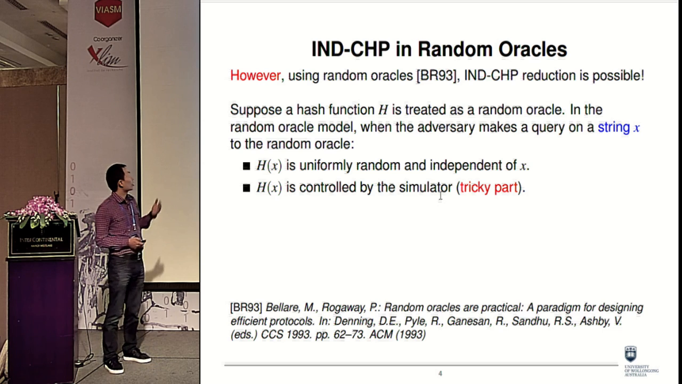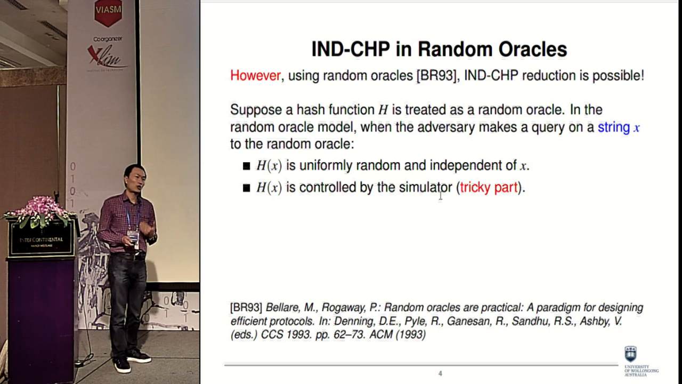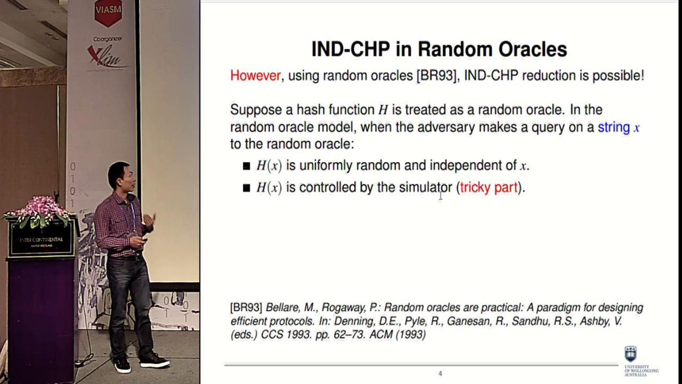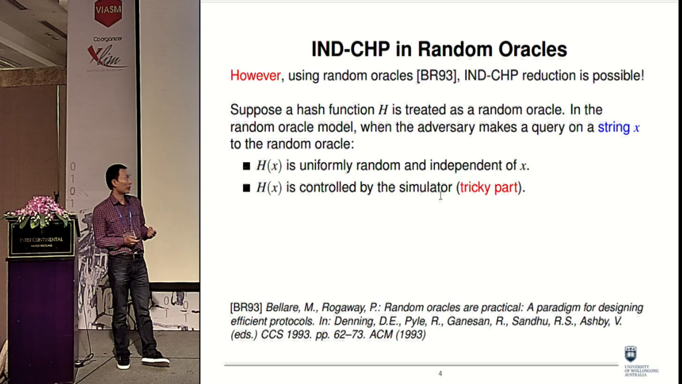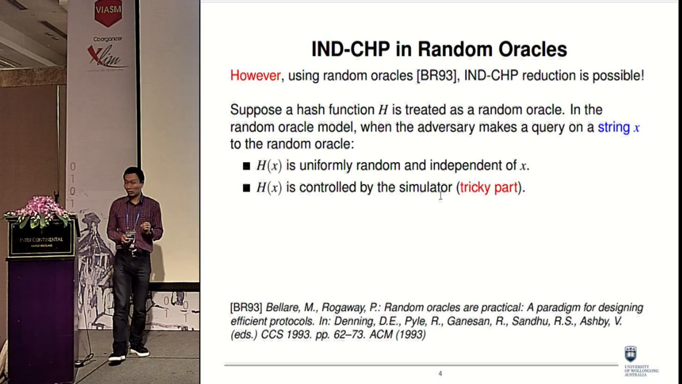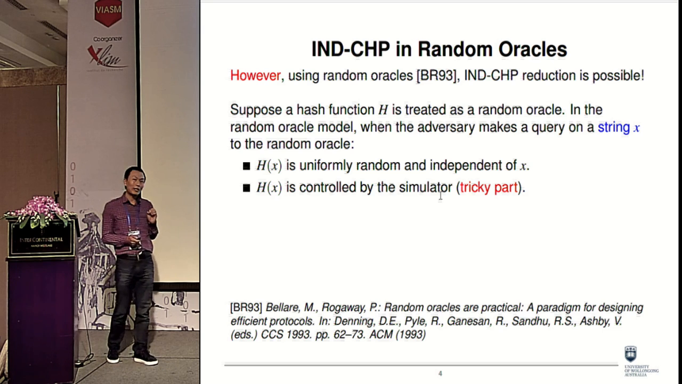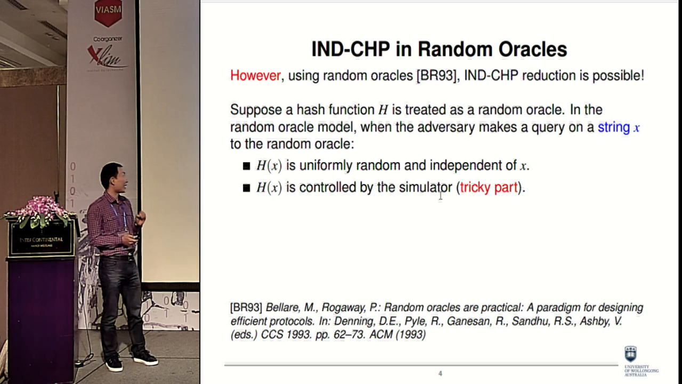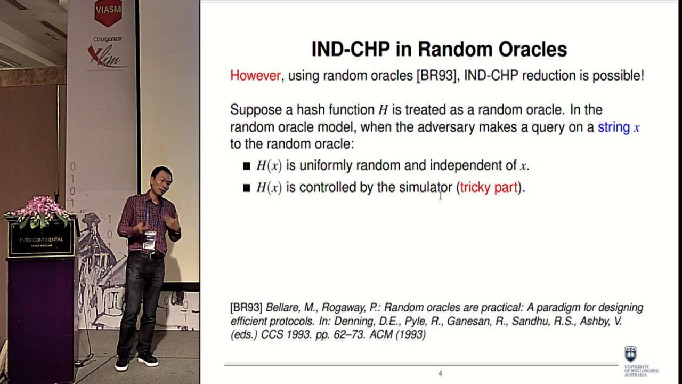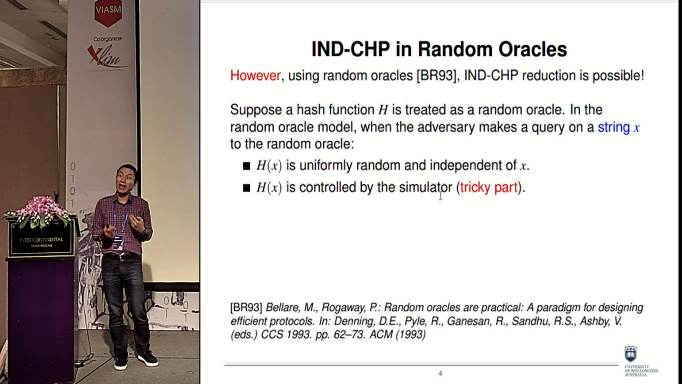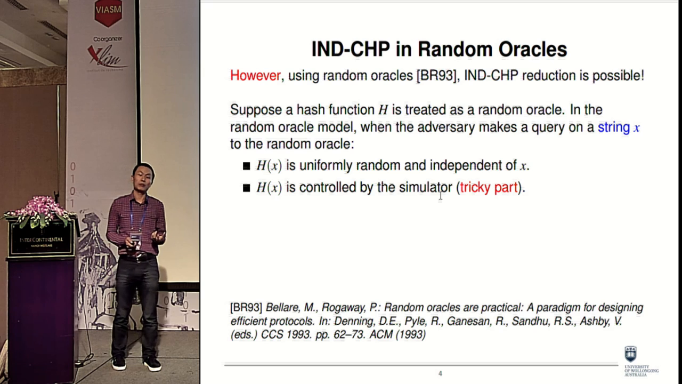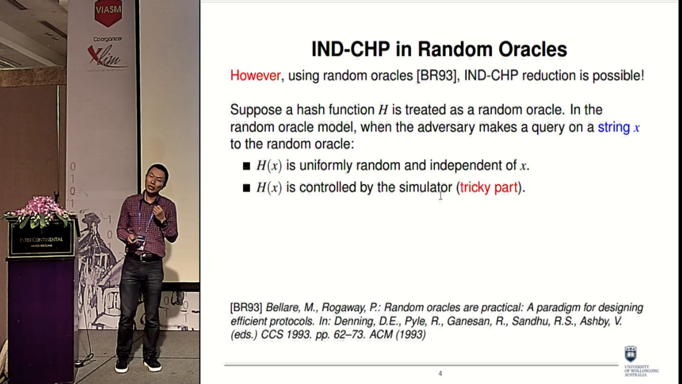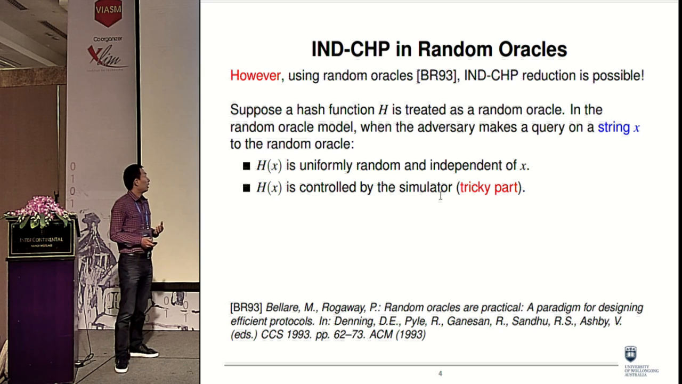This one is possible. Suppose a hash function H is treated as a random oracle. In this kind of random oracle proof, when the adversary makes a query on a string x to the random oracle, we have two nice properties. The first one is that H(x) is uniformly random and it depends on x. We use this one for some kinds of perfect security analysis. And the second one is that H(x) is controlled by the simulator. This one is the most tricky part in the security reduction.